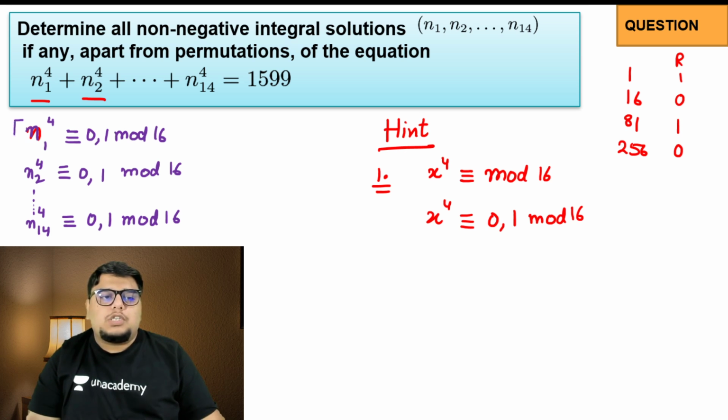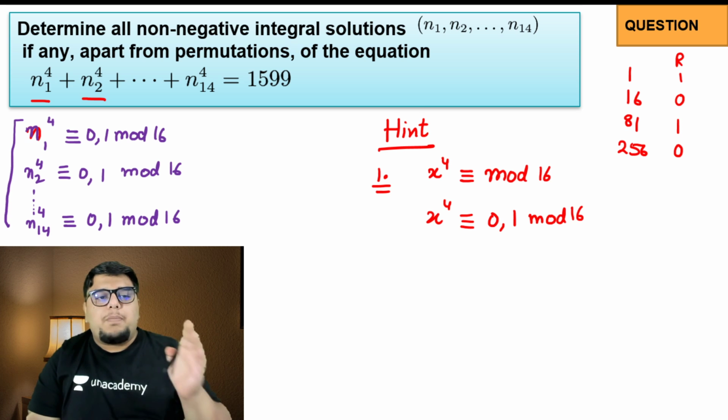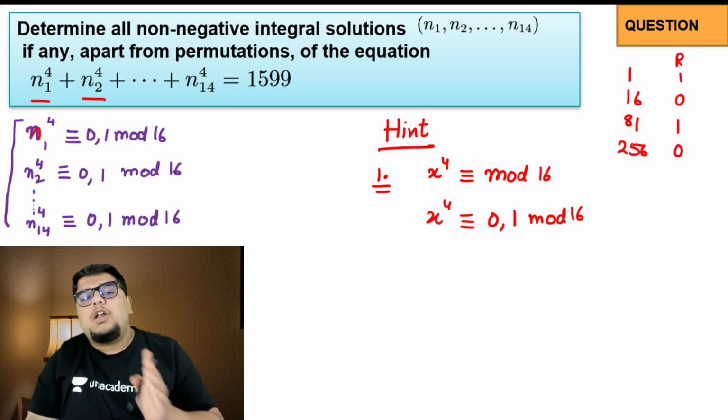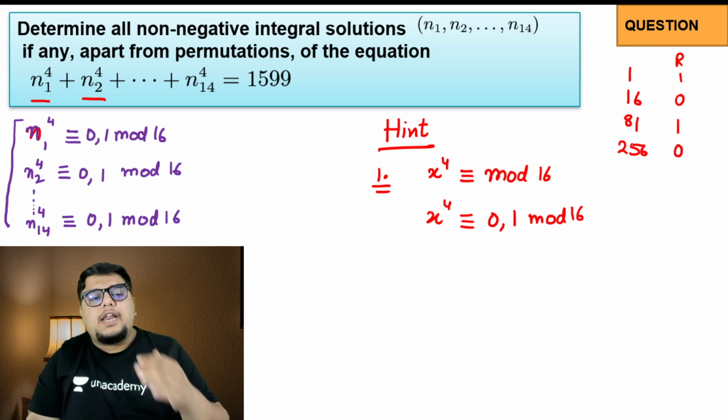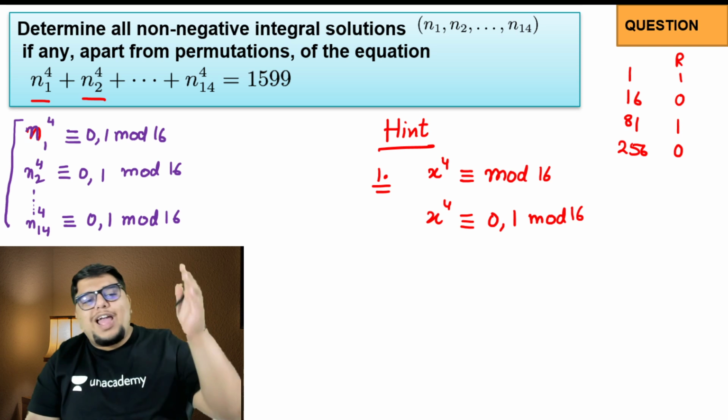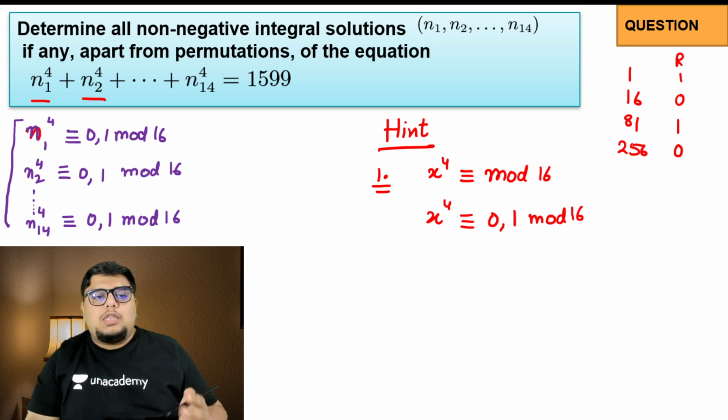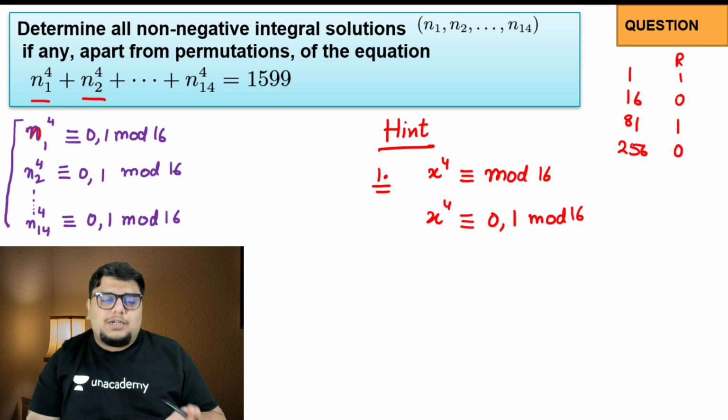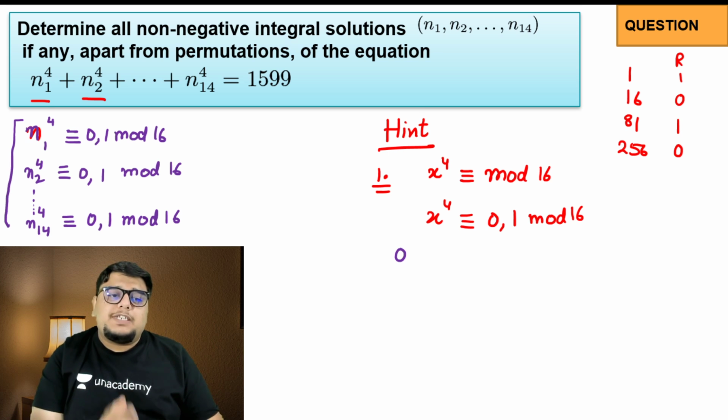If I add all the congruences, from n1 to the power 4 is congruent with either 0 or 1 mod 16, then n2, then n3, then n4, till n14. If I add them all, the possible values of remainders start from 0, which will be the minimum number. Let's say all of them are divisible by 16. Then the sum will be divisible by 16, and the remainder would be 0.